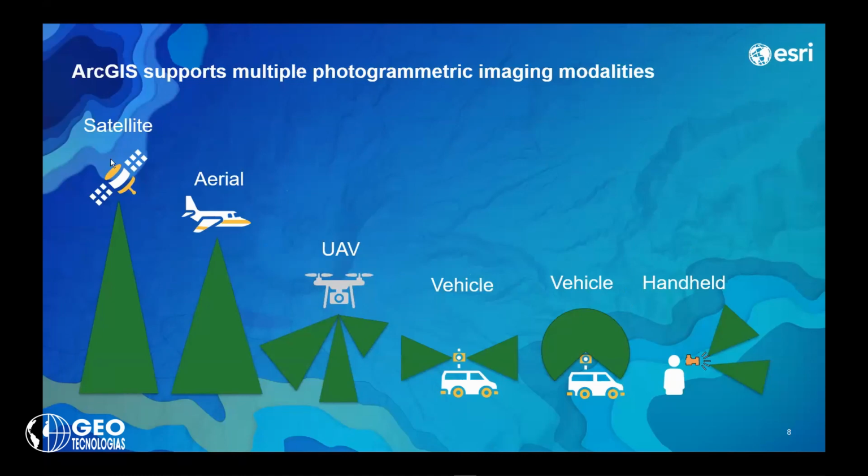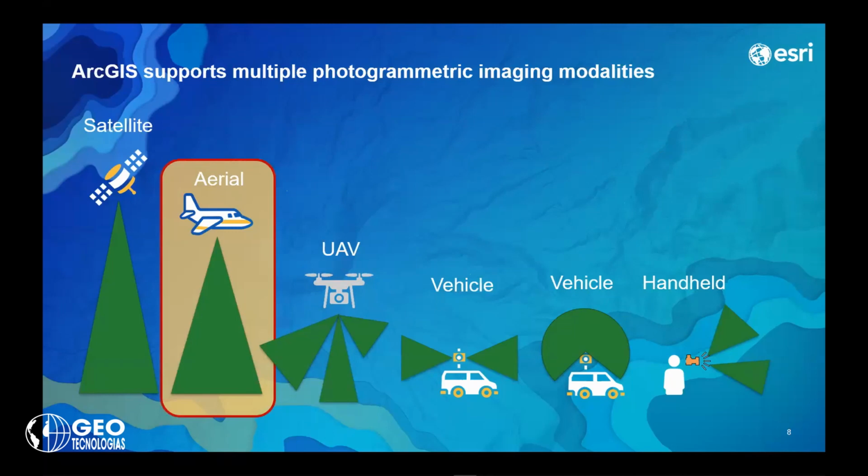Now, obviously, some of these are more applicable to some workflows than others, right? You're not going to do very large area mapping with a UAV, perhaps. You're not going to do very high resolution, centimeter level resolution with a satellite. So for the purposes of the demonstrations I'm going to go over, we're going to be focusing primarily on the aerial mapping component. It is fixed wing or helicopter-based sensors. We're going to leave UAV and the vehicle devices and the handheld and the satellite to another session. So that's the context that we're going to be working in today.